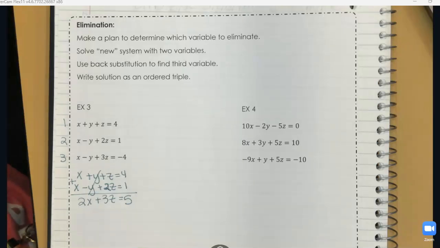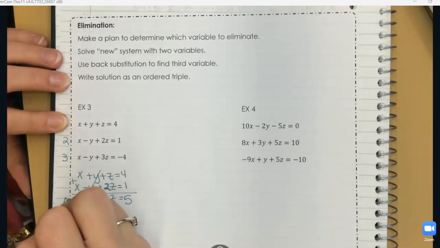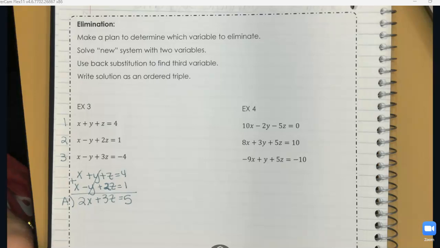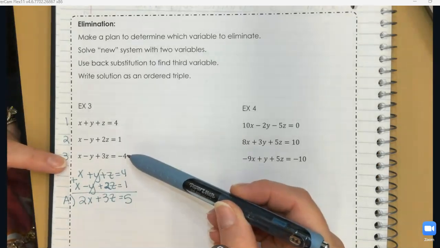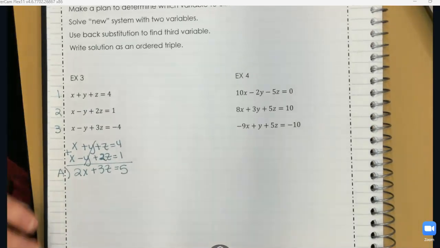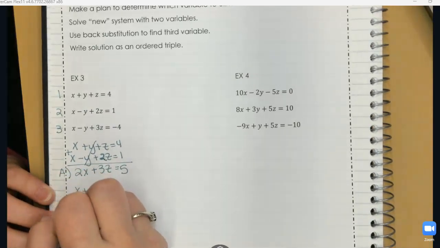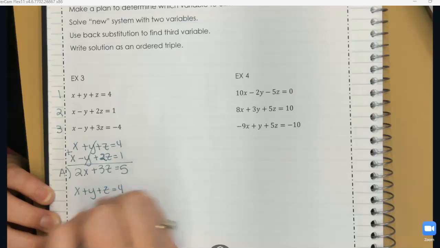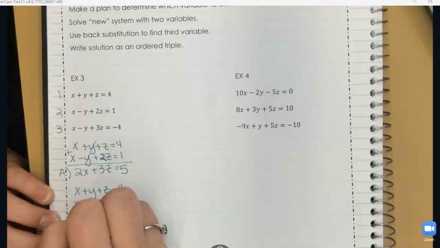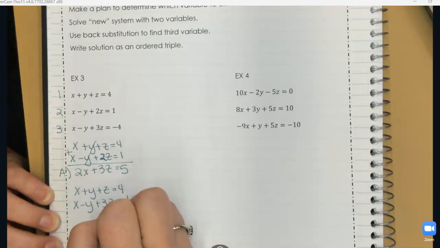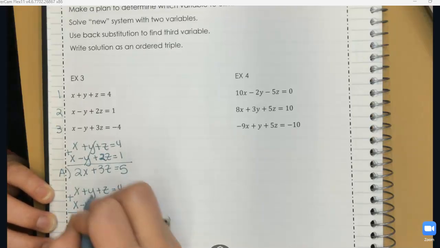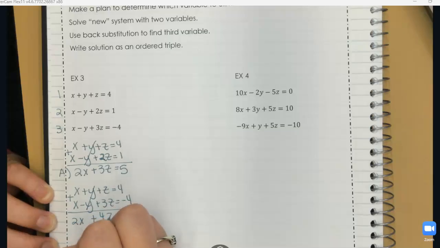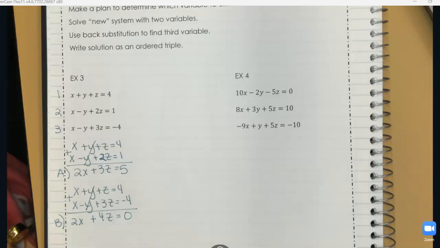I don't have to do any more combining from there, and I'm going to go ahead and call this equation A. Now I can do the same thing, but with equations 1 and 3 instead, and my y's also will cancel. So x plus y plus z equals 4, and x minus y plus 3z equals negative 4. Combining those together, I get 2x, that cancels, 4z equals 0. And I'm going to call this equation B.